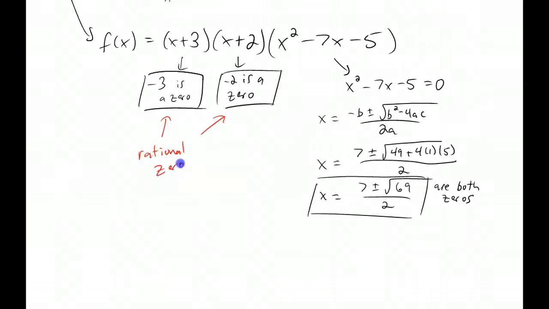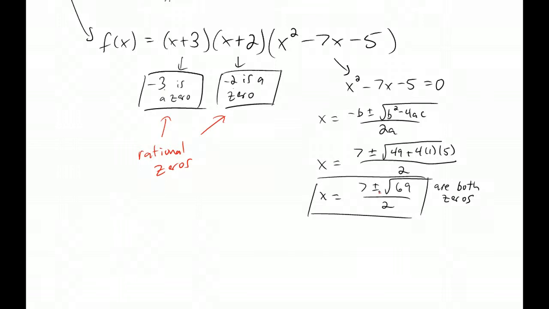zeros. This one right here, we just call it a 0. It's an irrational 0, I guess you could say. Both of these are. But they're not rational zeros. So to answer the first part of the question, these are the 2 rational zeros. And to answer the second part of the question, you have 1, 2, 3, and 4 total zeros.